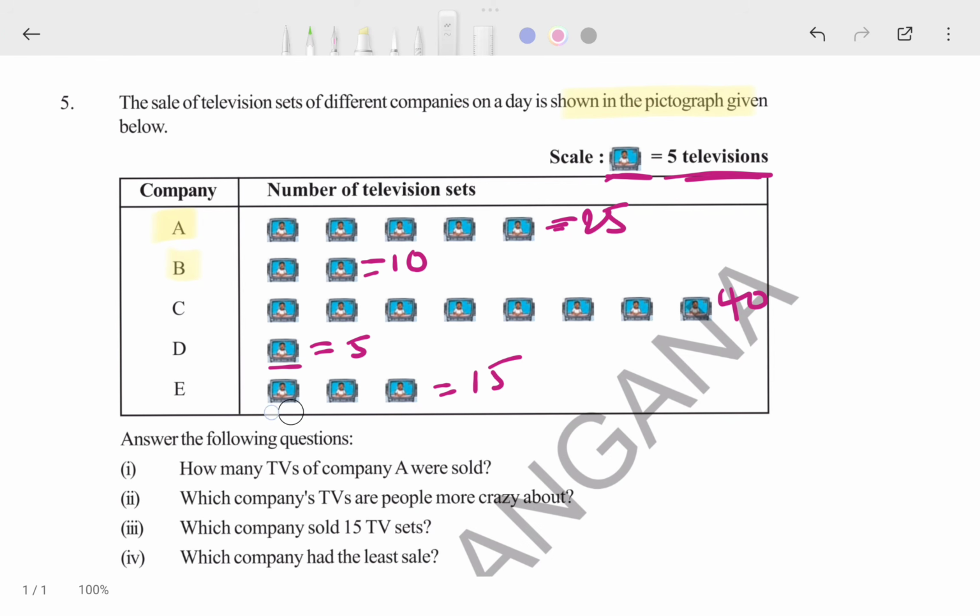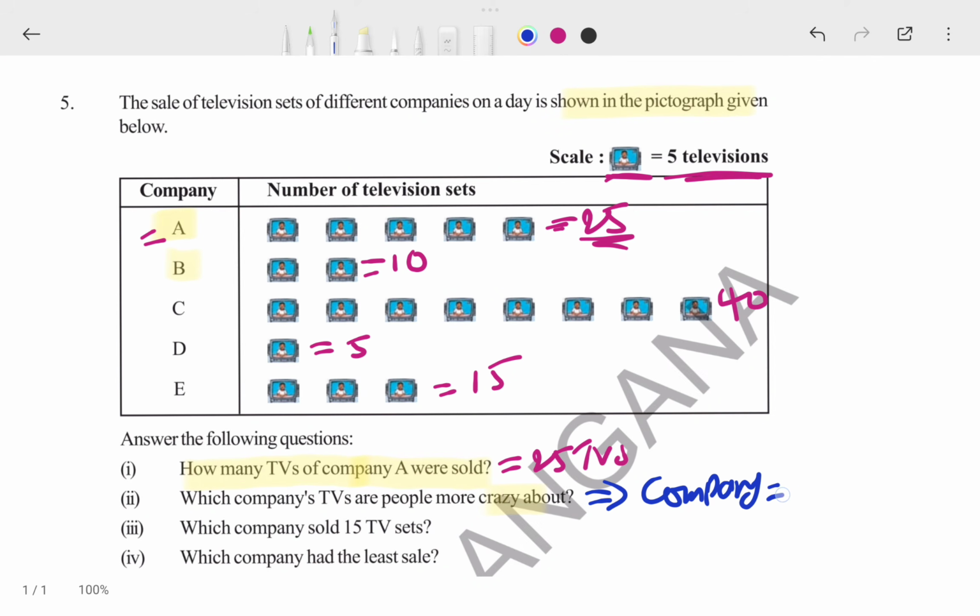Okay, so now let's do the questions. Let's read this. How many TVs of company A were sold? How many TVs did company A sell? So company A sold 25 TVs. So just write 25 TVs. Okay, simple. Now let's read another question. Which company's TVs are people more crazy about? Like which company's TVs are sold more? So company C. You have to write company C.